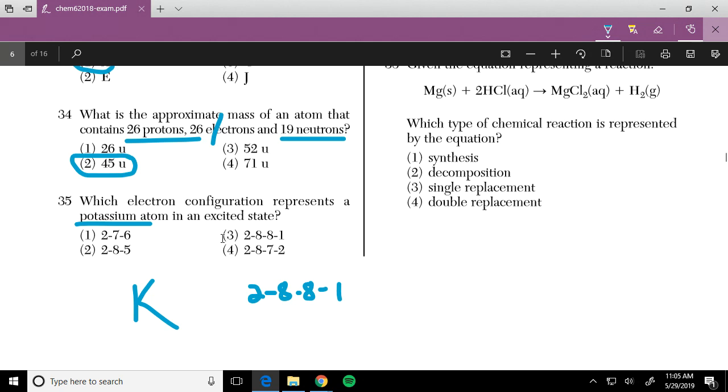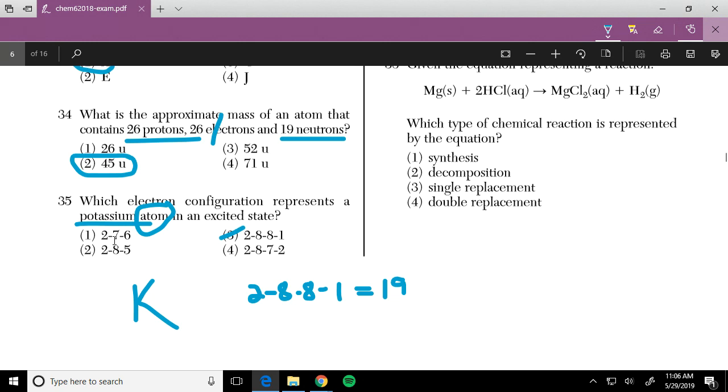So right off the bat, I know 3 is not right because that is the ground state. Okay, and when I add these up, I see that I have a total of 19 electrons. And I know that the total has to be the same because if I gain or lose an electron, then I'm an ion, not an excited atom. Okay, because excited atom, that key word right there, same numbers of protons and electrons. So I can't lose those electrons.